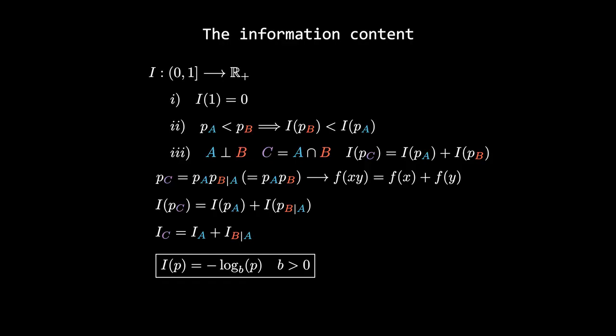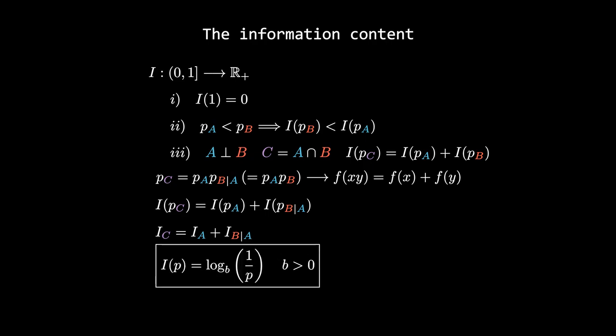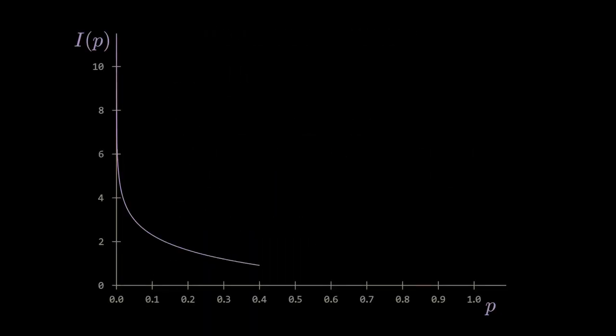The minus sign ensures the second condition, that the function is indeed a decreasing function of the probabilities. We can also remove the negative sign by taking 1 over the probability in the logarithm. Here is a plot of the information content in an arbitrary base for the logarithm. As we can see, the information goes to 0 as the probability approaches 1. On the other hand, the information diverges as the probability approaches 0.